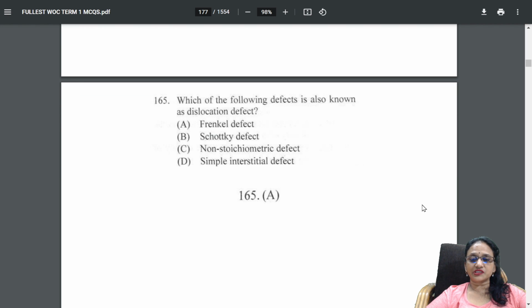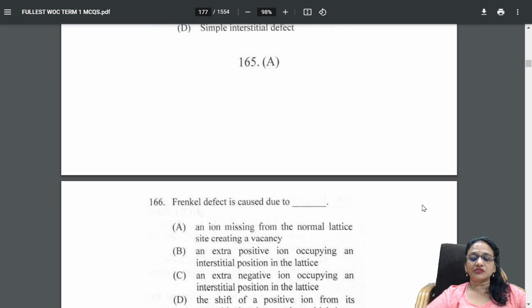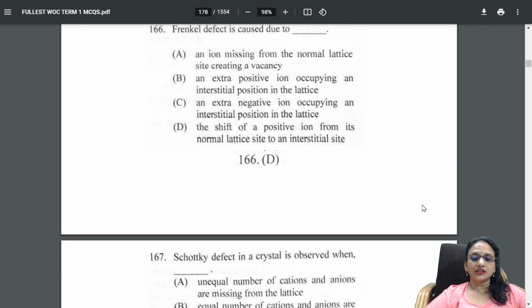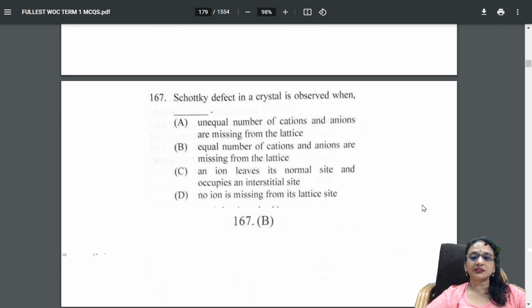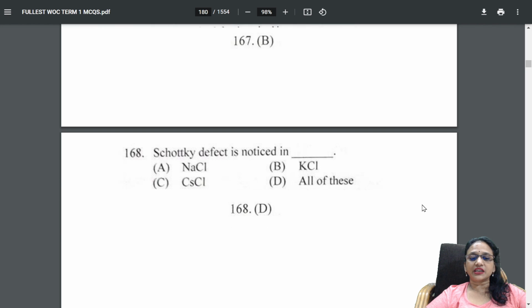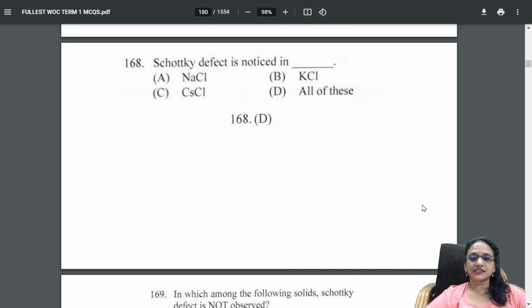One more question on your dislocation defect. So they're asking you which of the following defects is also known as dislocation. So Frenkel defect, because you have the dislocation or the movement of the cation and anion. Correct, students? That's the reason how it is moving into the lattice sites. Then comes your Frenkel defect concept. Then comes your Schottky defect. Yes. All right. Then comes again your Schottky defect. Yes.